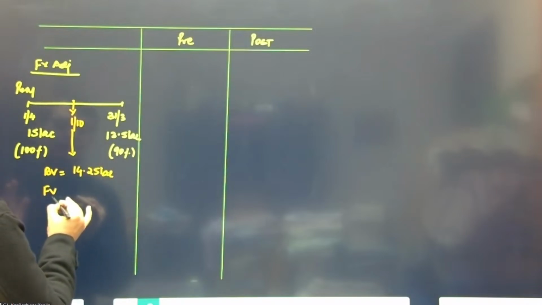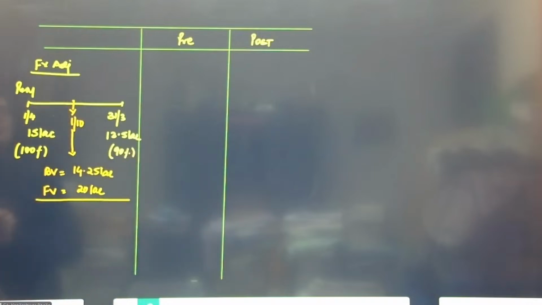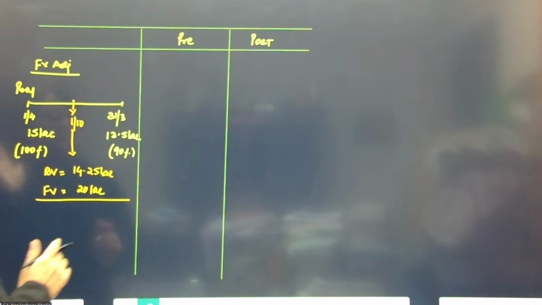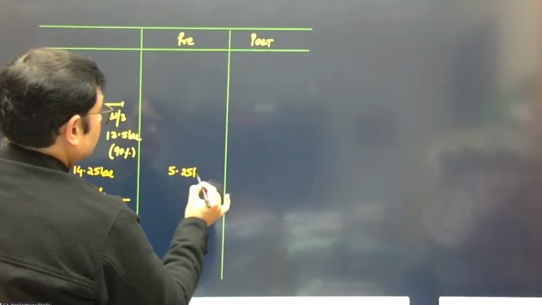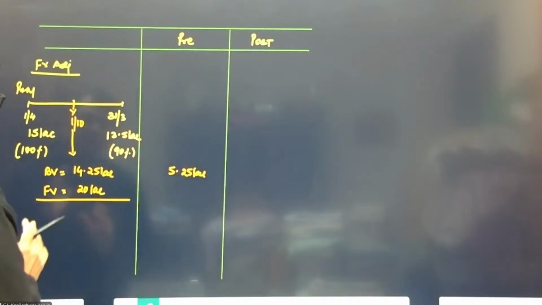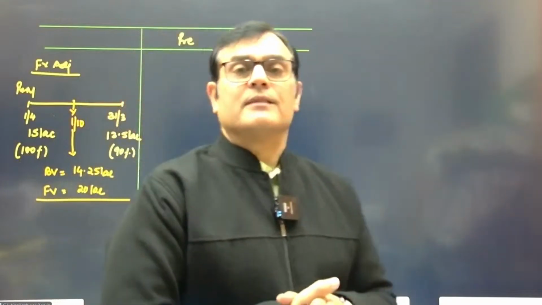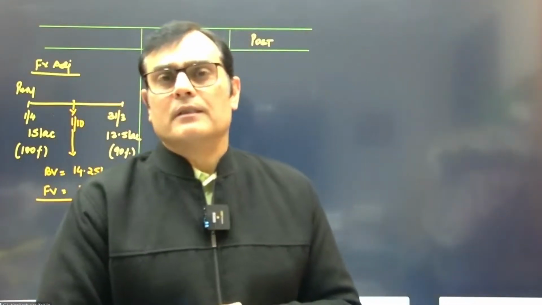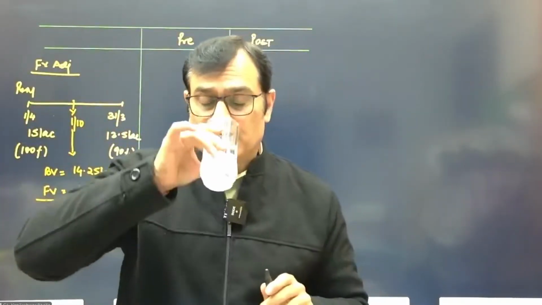And this asset was revalued at 20 lakh rupees. So we're going to get a fair value gain, and this fair value gain is going to enter in the pre-acquisition column. So 5.75 lakhs is the fair value gain. This enters the pre-acquisition column. Since there is a fair value gain, now there is a need to consider the additional depreciation as well. And we're going to consider the depreciation on a prospective basis.